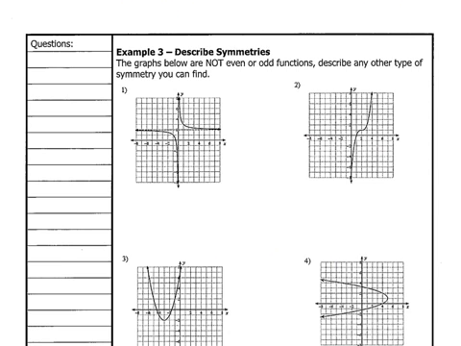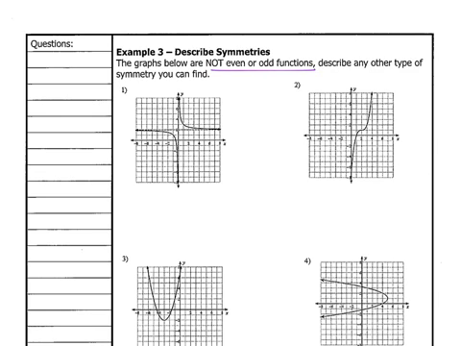So the second part of today's lesson is to describe symmetries. The functions below are not odd or even, meaning that they were probably described as neither at one point in their lifetime. So we're asked to describe any other types of symmetries that we can find. Sometimes we can rotate around a point other than the origin, or reflect through a point other than the origin. We may also be able to flip a graph or fold a graph on some line other than the y-axis, meaning that it's symmetric either about a point or about a different line.